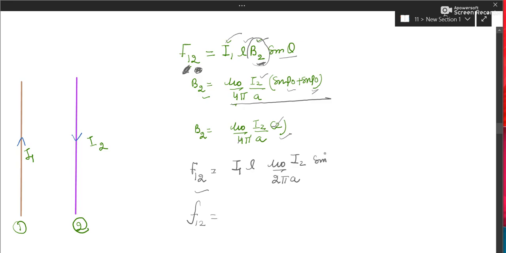See here, sin theta will be there. This theta will remain because you have substituted I and then L, then B2. This is B2. Sin theta will also be written. Now you have to talk about the direction of B2.